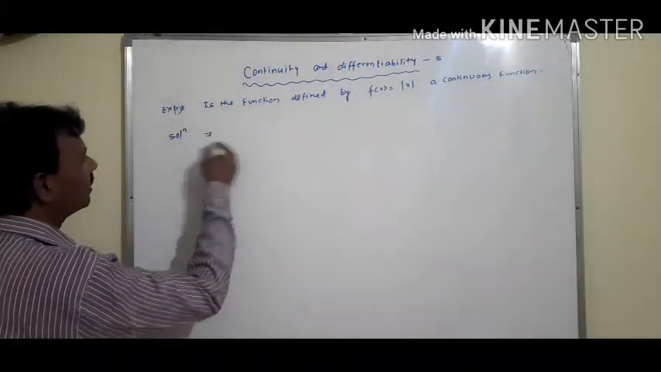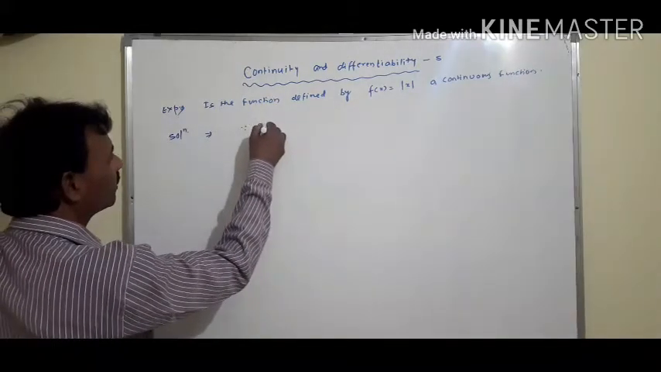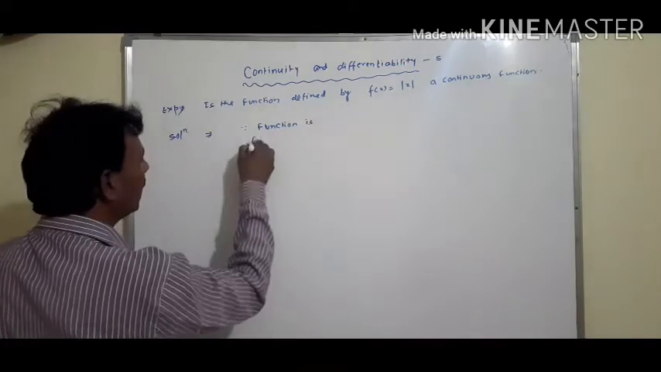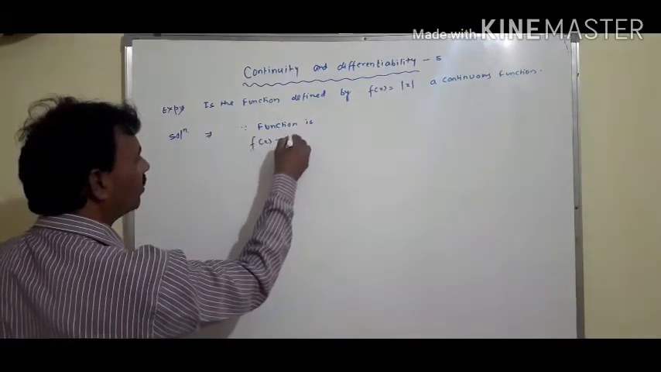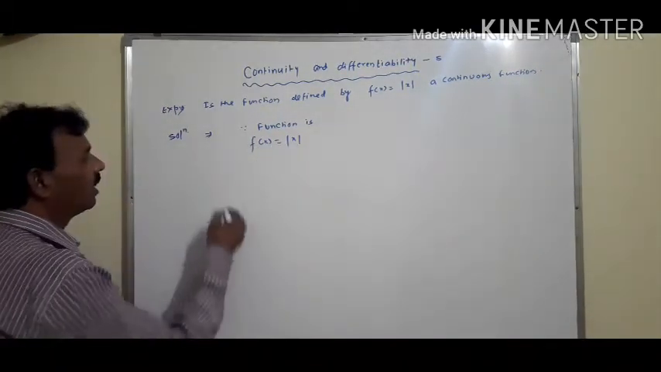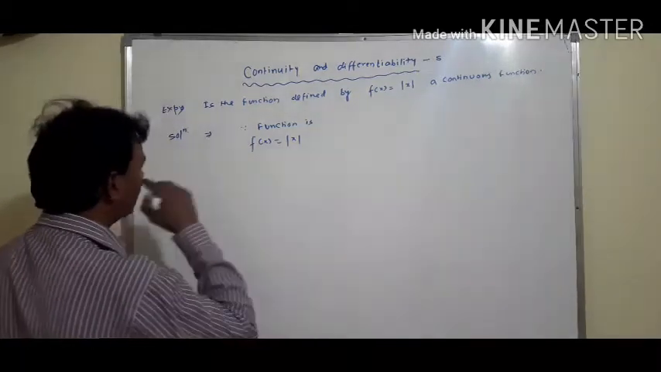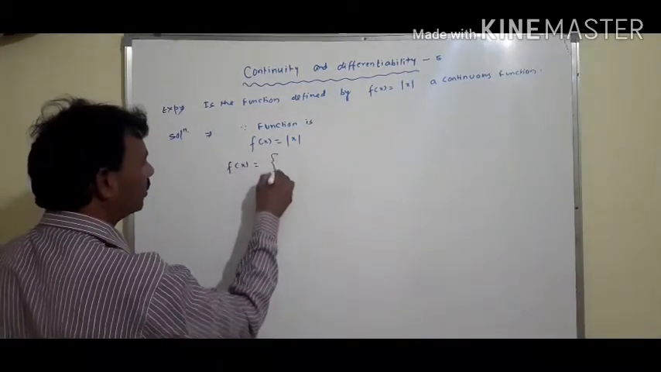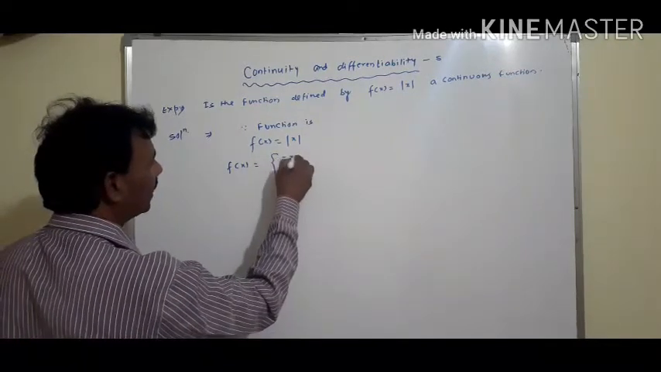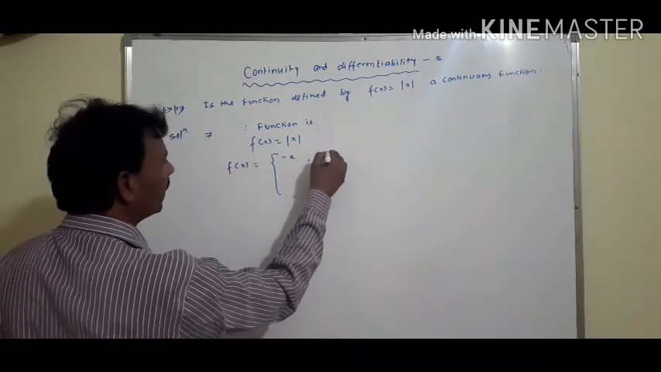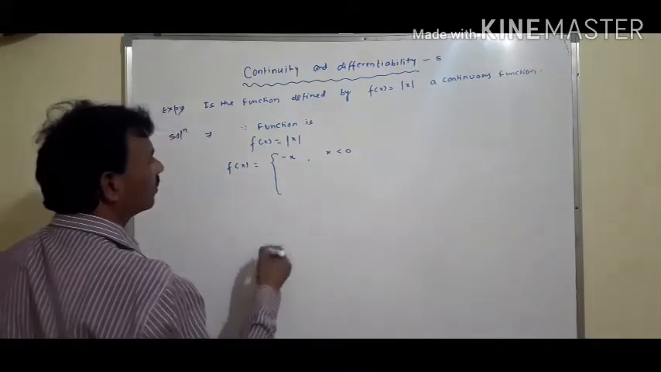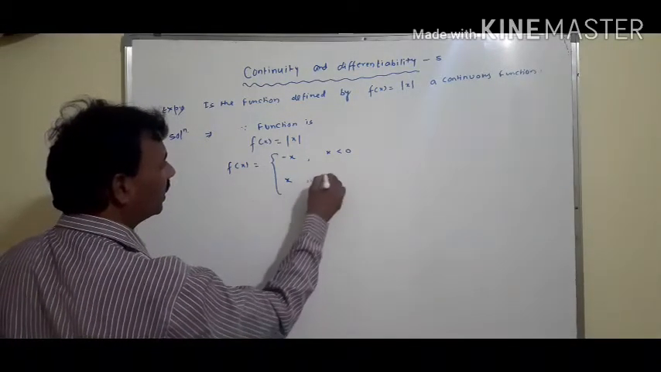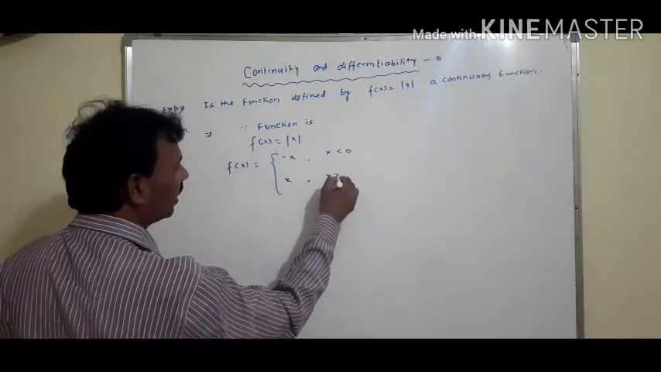See carefully, since the function is f of x equal to mod of x, we can write this function as f of x equal to minus x if x is less than 0, and plus x, that means positive x, if x is greater than or equal to 0.